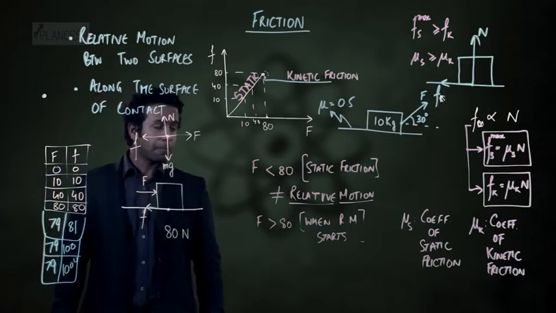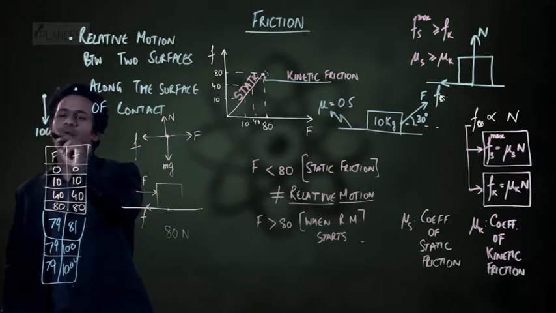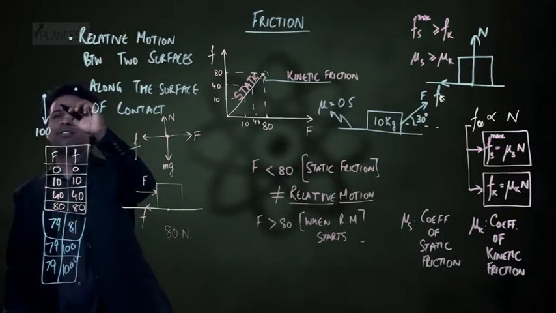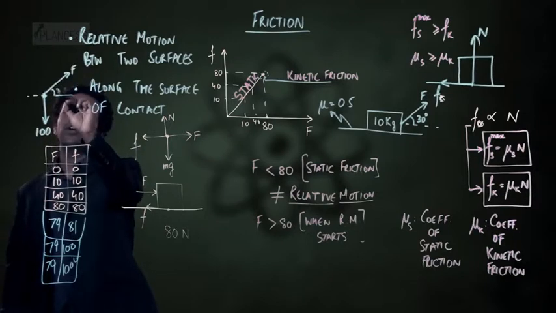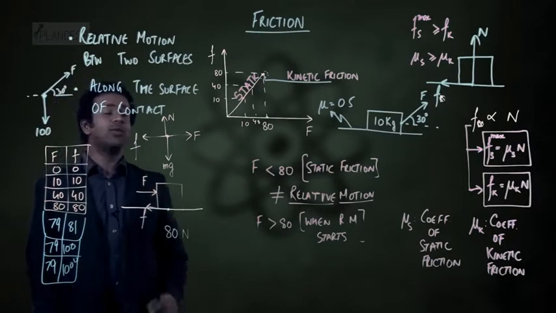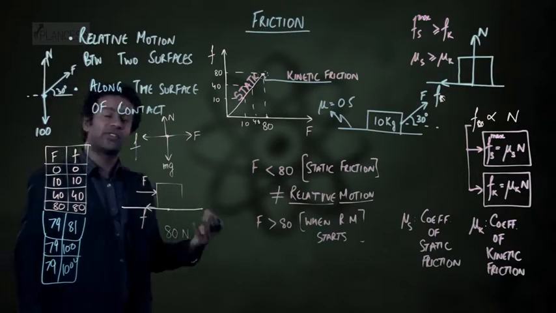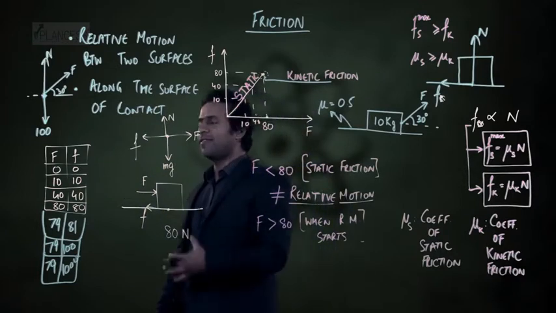Now, the forces which are acting on this block are a 100 Newton force, which is its weight acting downwards. Then we have a force F acting at 30 degrees with the horizontal. Then you obviously have a normal reaction from the ground, since due to its weight the block must be pushing the ground, and finally you have friction.